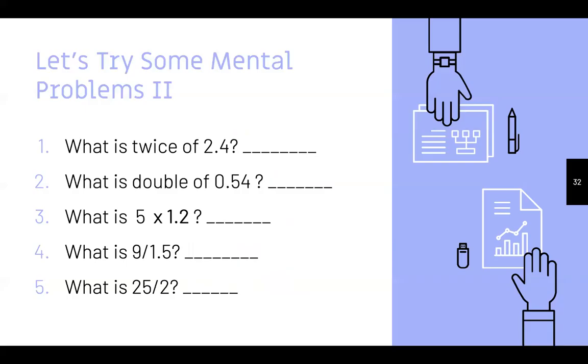So let's try another set of mental ones, very similar in numbers to the other one. If you want to pause the video now and try on your own, please do so. But I will continue. So what is twice of 2.4? Multiply 2.4 by 2, and that is 4 times 2 and 2 times 2. So that becomes 4.8.